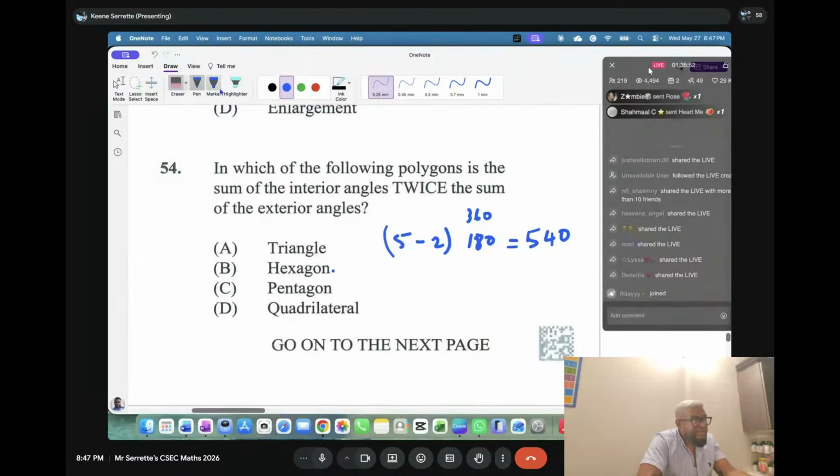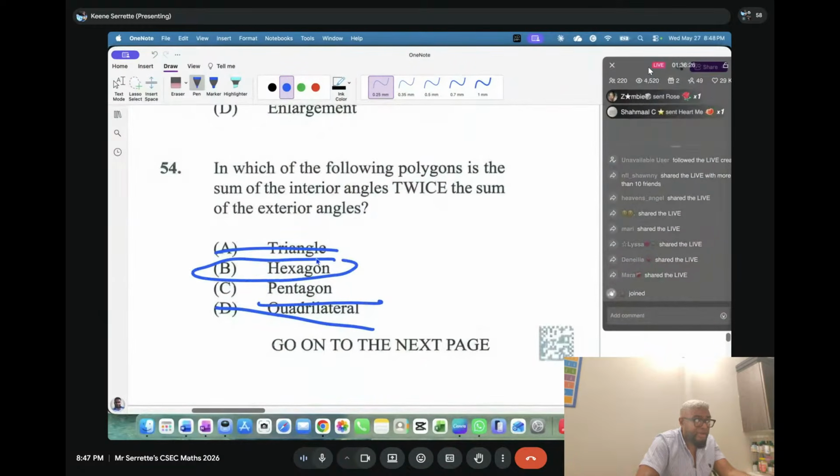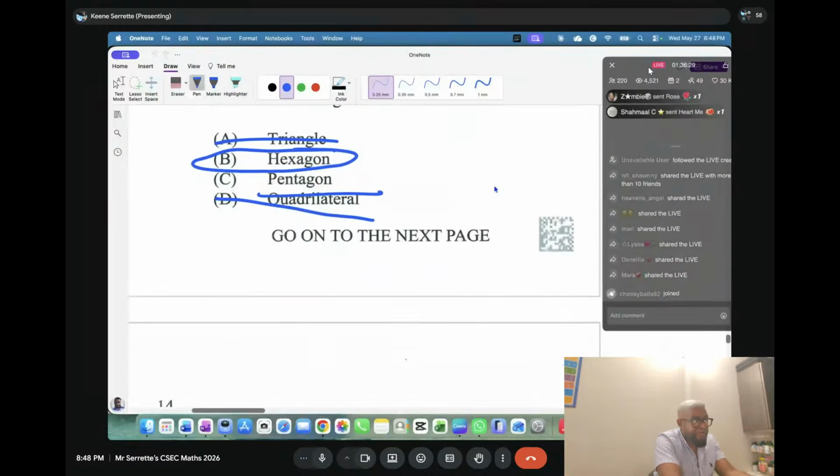I remember it was hexagon. So the exterior, doing it with 5 again, is 360 over 5 for one exterior angle. So that's wrong. The answer would be the hexagon. It's definitely not the triangle, it's definitely not the quadrilateral, so we can rule those out. Between these two, the hexagon will be the answer when you work it out. Okay, let me move on.